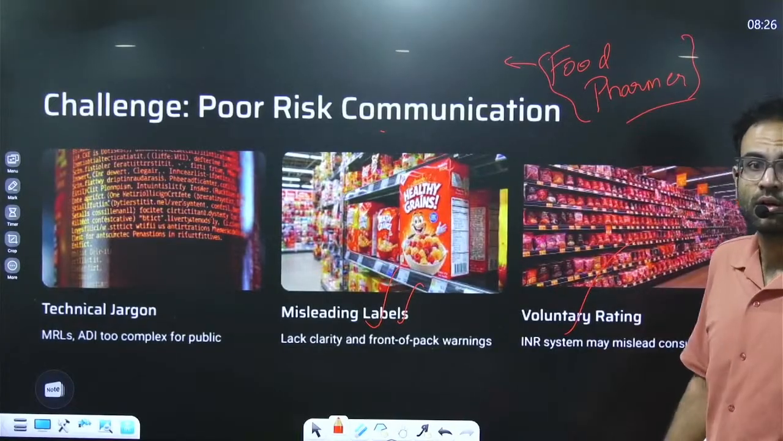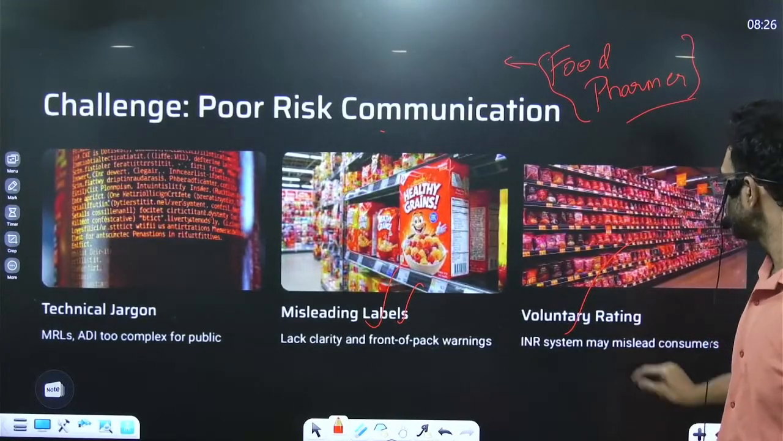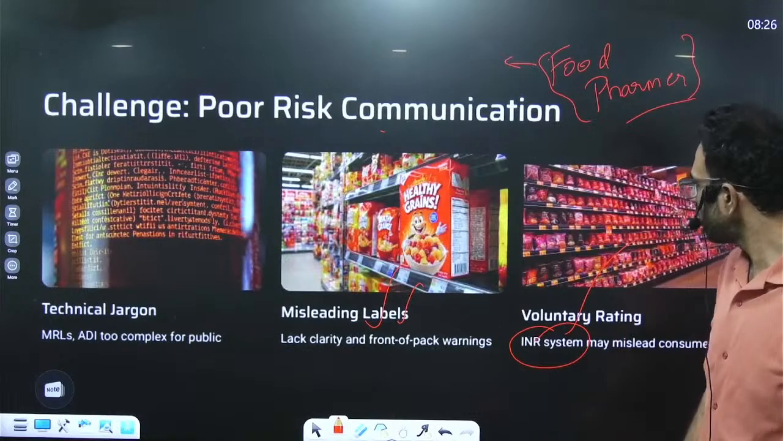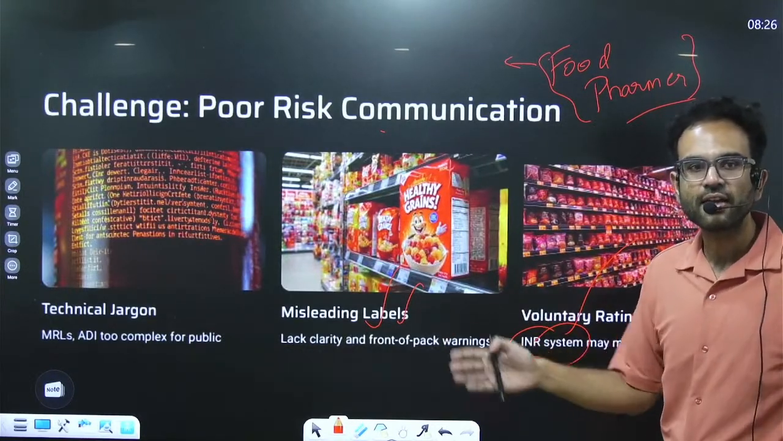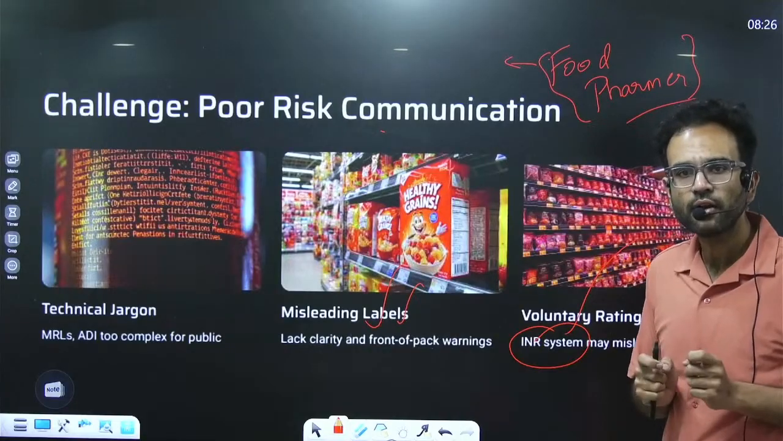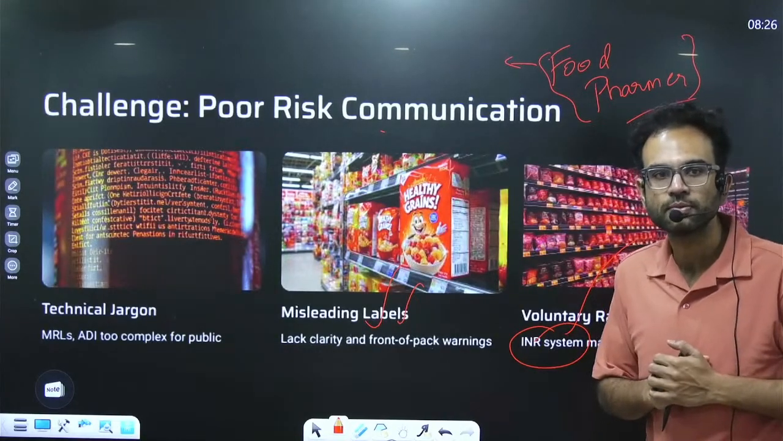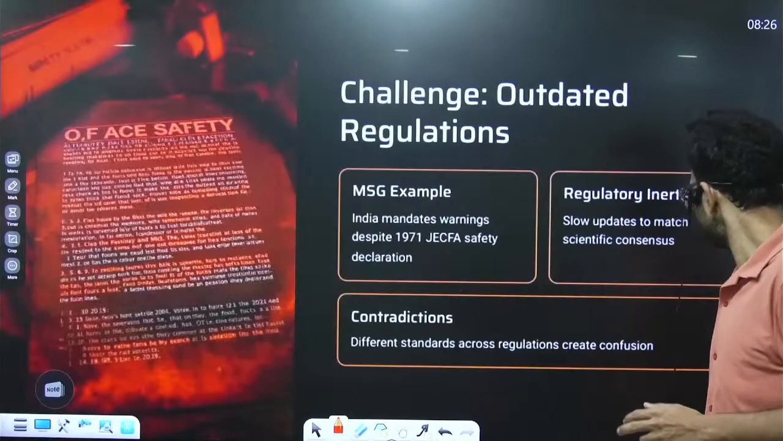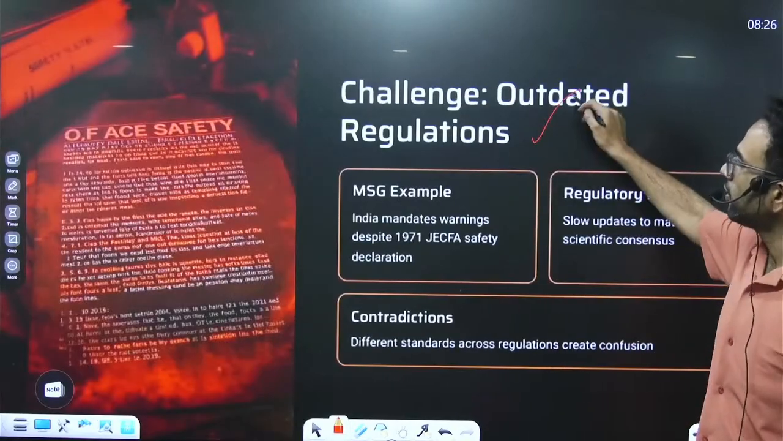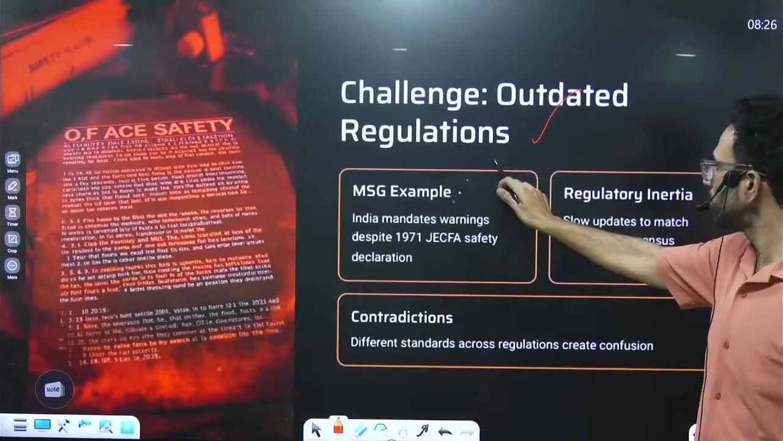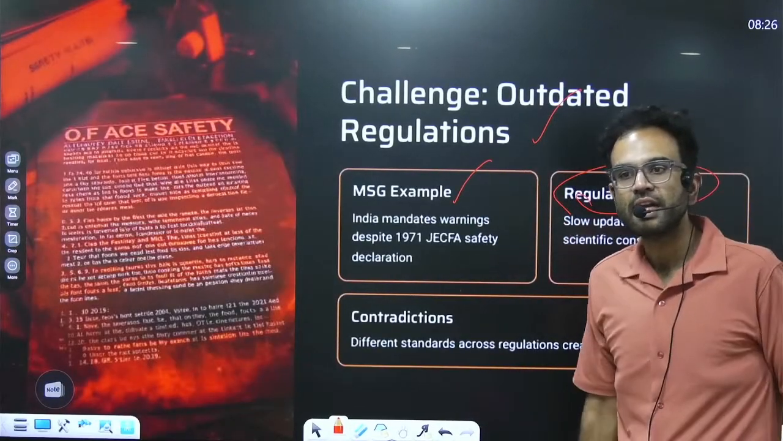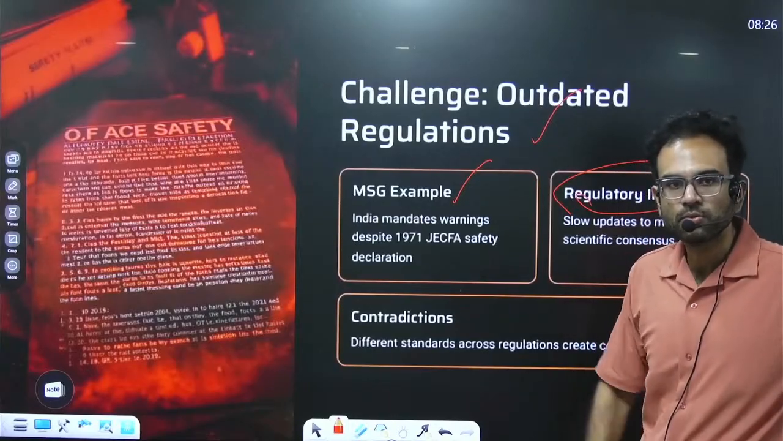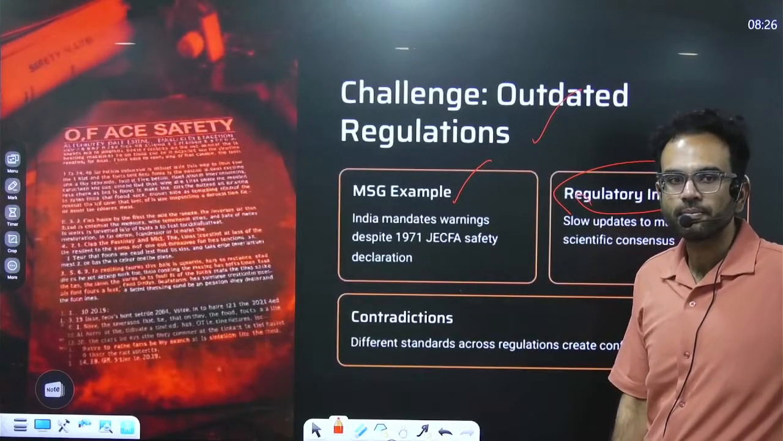Finally, you have this system where you voluntarily say that these are the standards being set, but when you make it voluntary, it becomes the discretion of the companies. So this is a problem. Now, outdated regulations. I gave you the MSG example. There is regulatory inertia. There is no proactive interest from the side of the government to make this a priority.